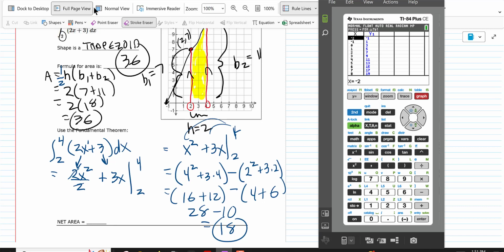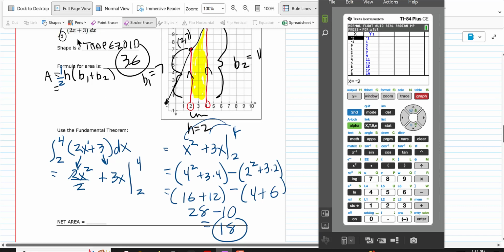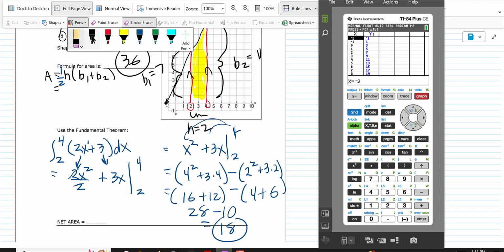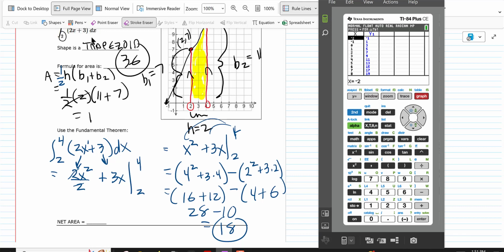Okay, so what you'd end up doing, let me correct this. So what you have on your trapezoid, we should have done 1/2 times the height, which is 2, times the sum of the bases, 11 plus 7, those would cancel out, that would give 18.